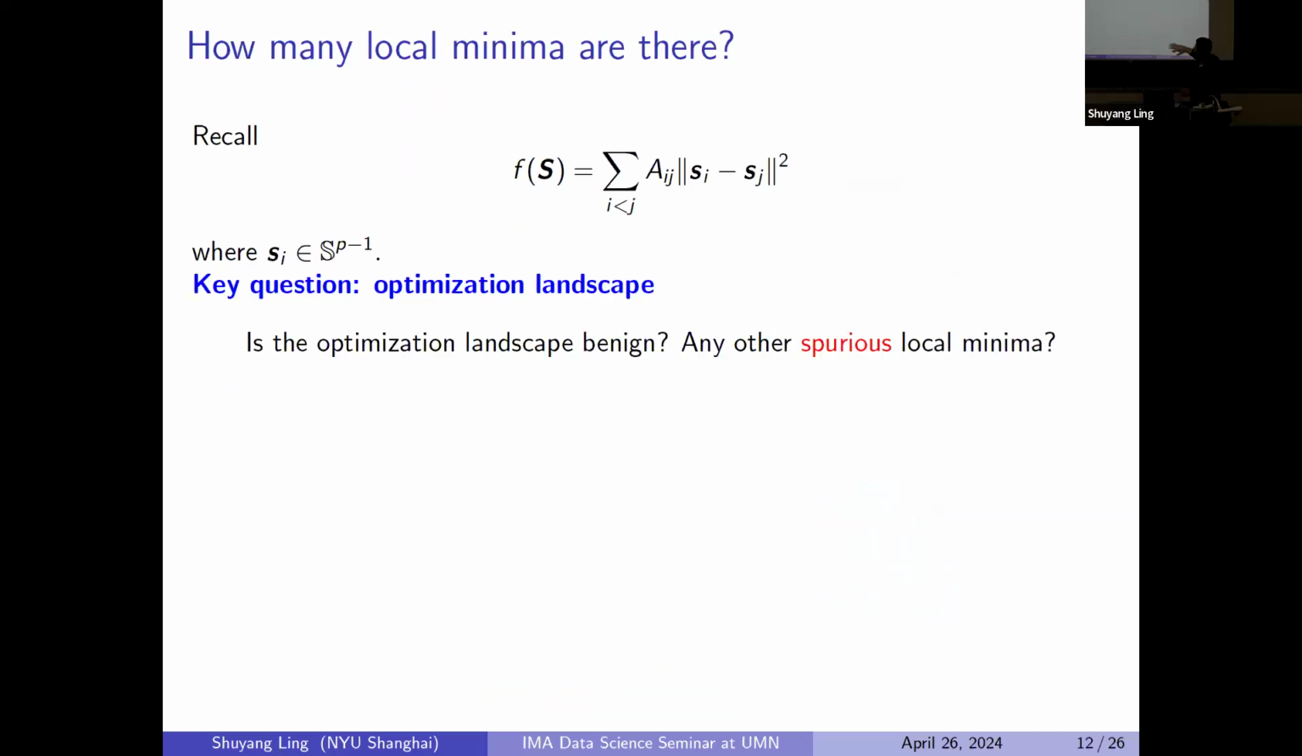Okay, so now we try to summarize the question we are interested in. We're interested in this landscape, and when it's benign. Are there any spurious local minima, which means bad local minima that are non-global?